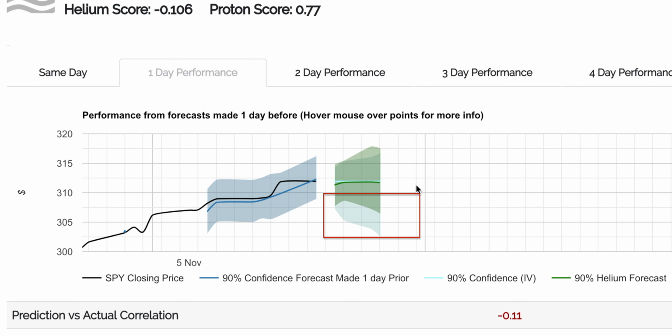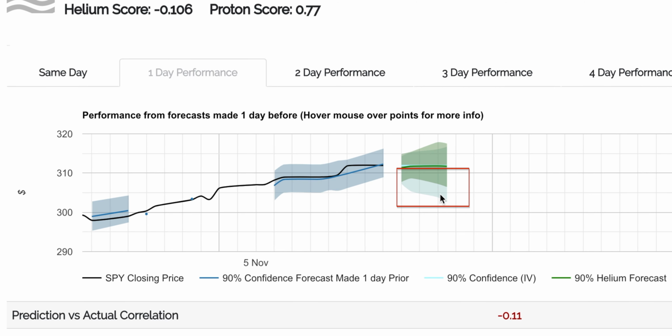This means that the Helium model thinks that there's more risk priced into the market than is necessary and presents a ripe opportunity for profit. We can sell the overpriced put options down here.